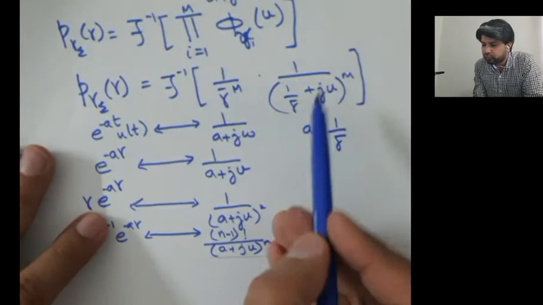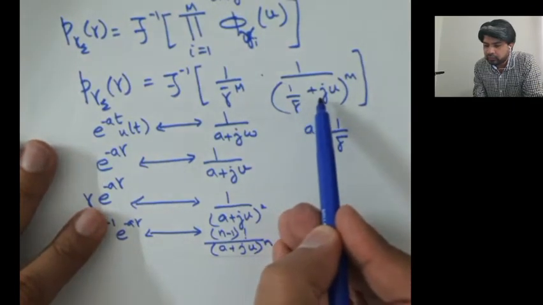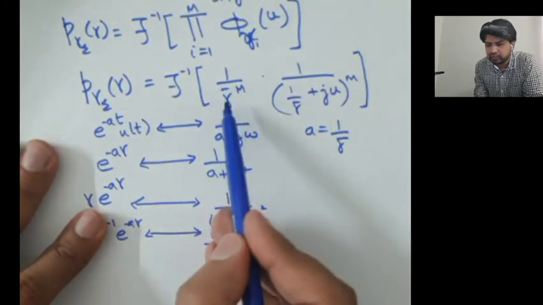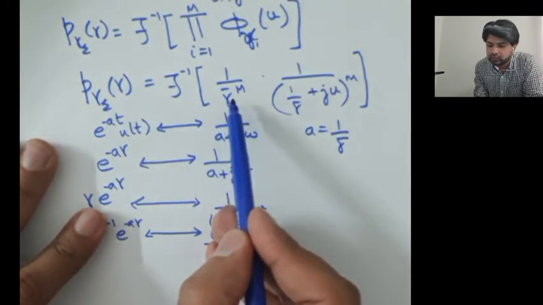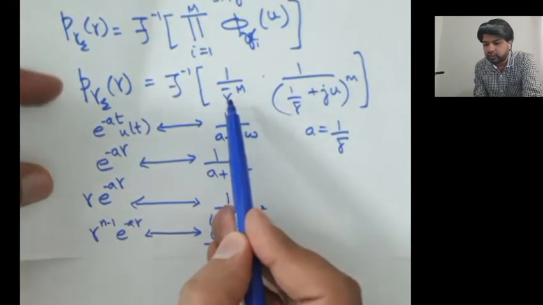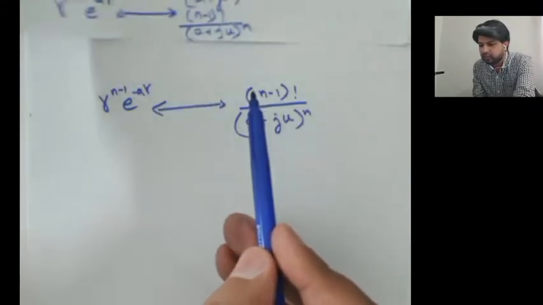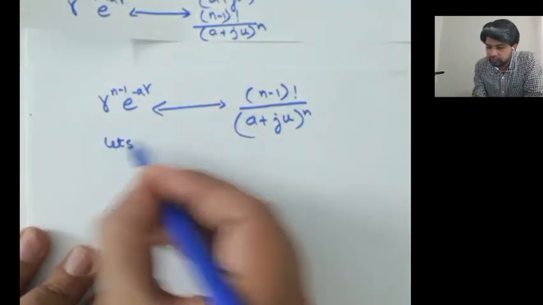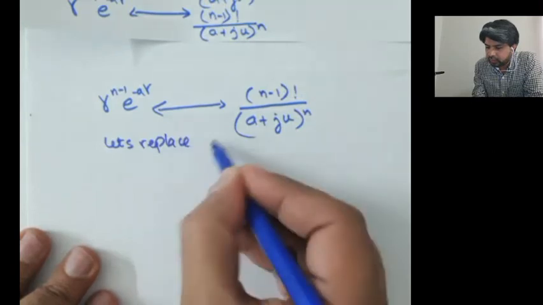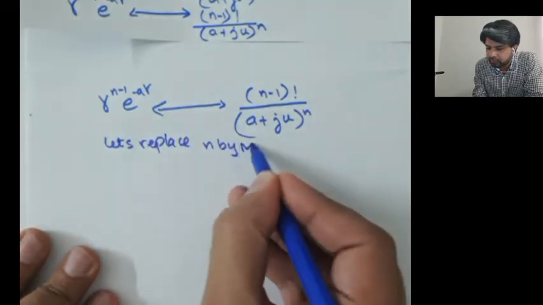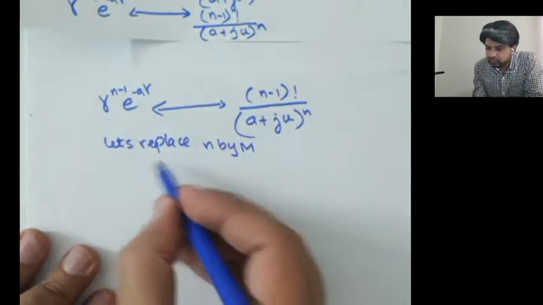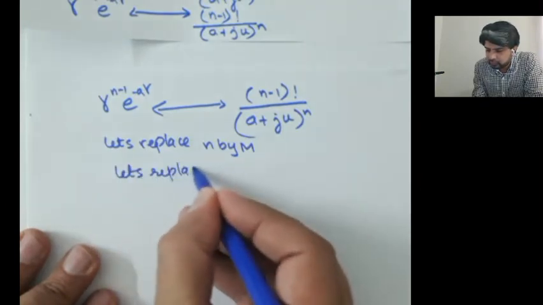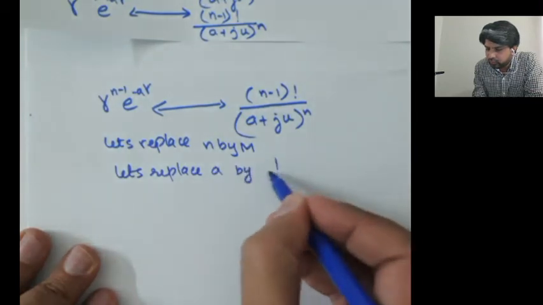So we want to compute the Fourier inverse of 1 over (gamma bar plus jv) to the power n. And this is a scaling factor, which would come as it is, so for the moment let's not worry about that. Now let's replace n by capital M, and let's replace a by its value, 1 over gamma bar.